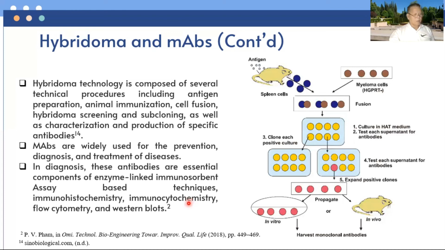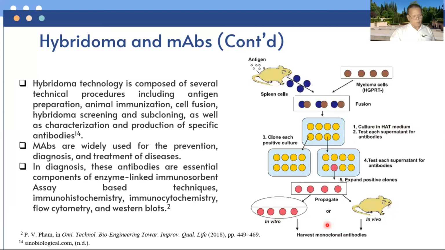Let's see once more about this one. We have this antigen, stem cell, fusion, culture, then propagate, and the last of this process is to harvest the monoclonal antibody.